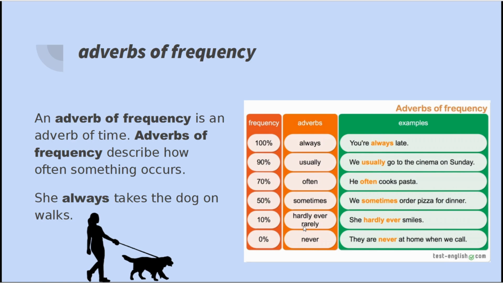Hardly ever or rarely, 10%. Sometimes, around 50. Often, more than sometimes. Usually, 90%. And always means 100% of the time. She always takes the dog on a walk. She always does it.